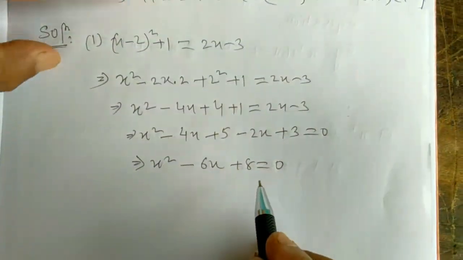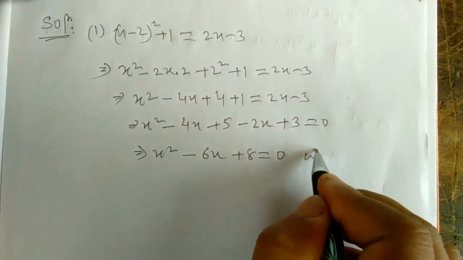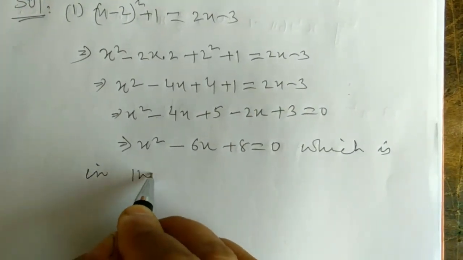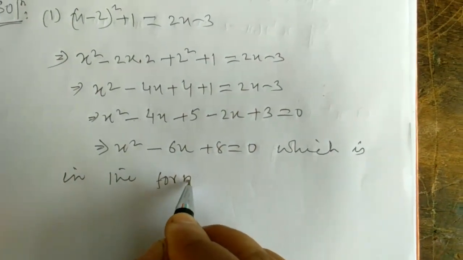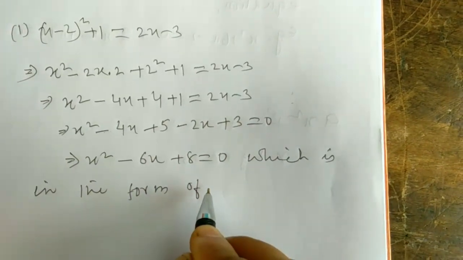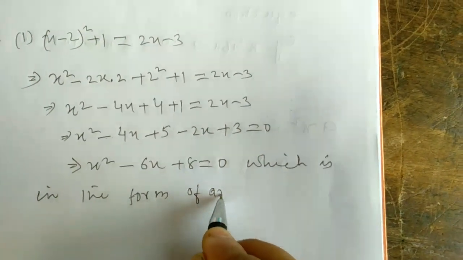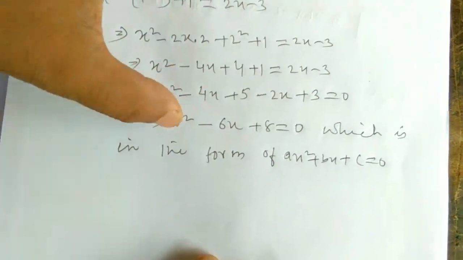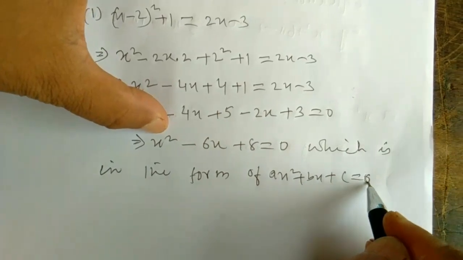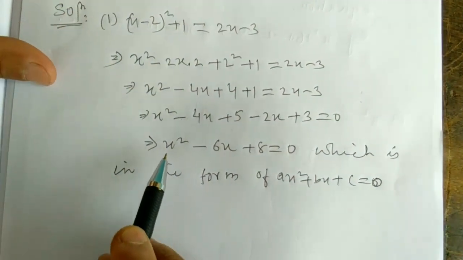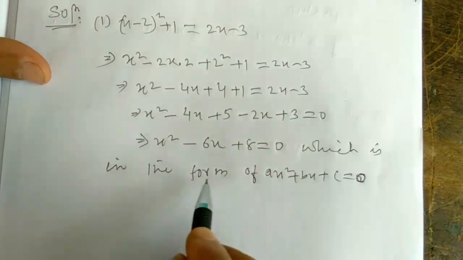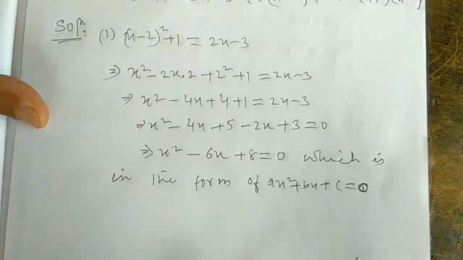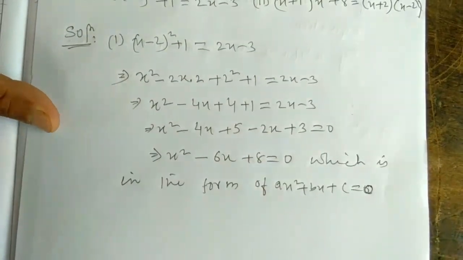Now this is in the form of ax square plus bx plus c equal to 0. That means here x square is there, that's why it will be in the form of ax square plus bx plus c equal to 0. If it is in the form of ax square plus bx plus c equal to 0, then it will be a quadratic equation.